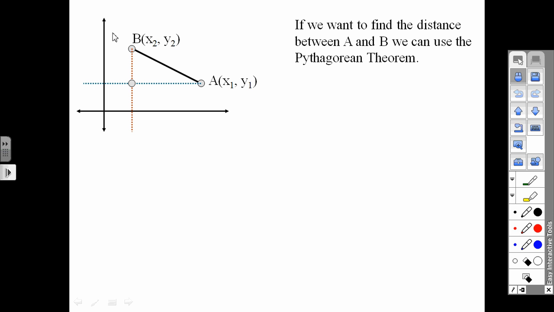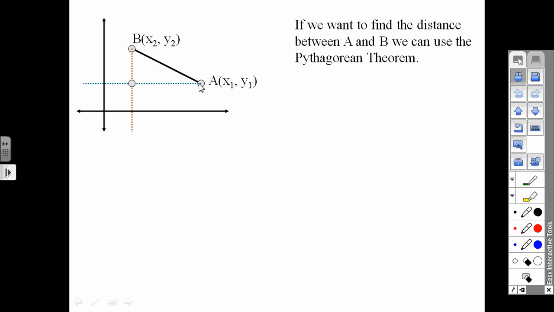So if we start off with two random points that we place on the Cartesian coordinate plane, say point A has the coordinates of x1 and y1, and point B has the coordinates of x2 and y2. If we want to figure out the length of this segment, or the distance between the two points, we can actually use the Pythagorean theorem to help us out. So how would we use it? Well, we have to come up with a right triangle, correct?